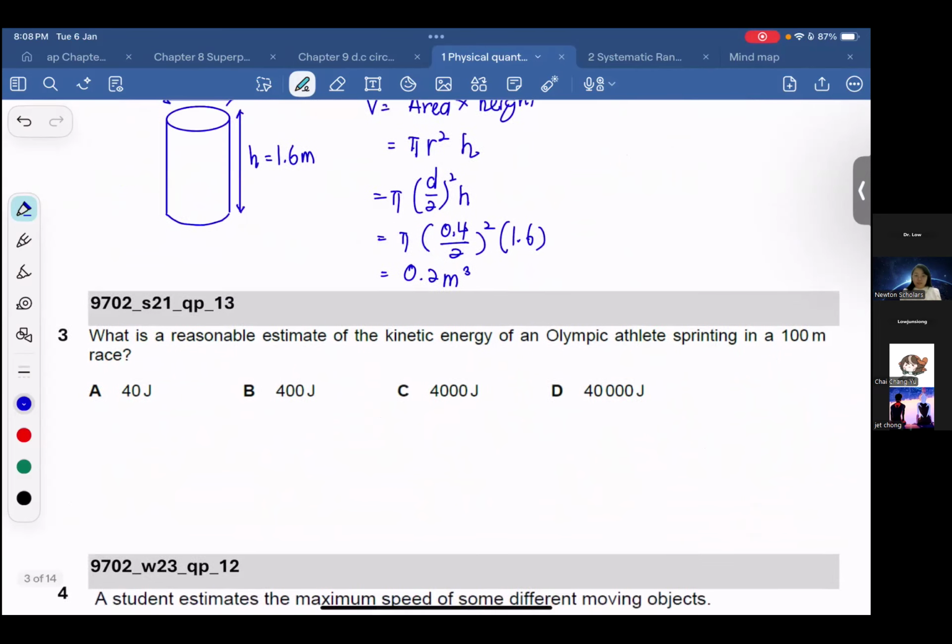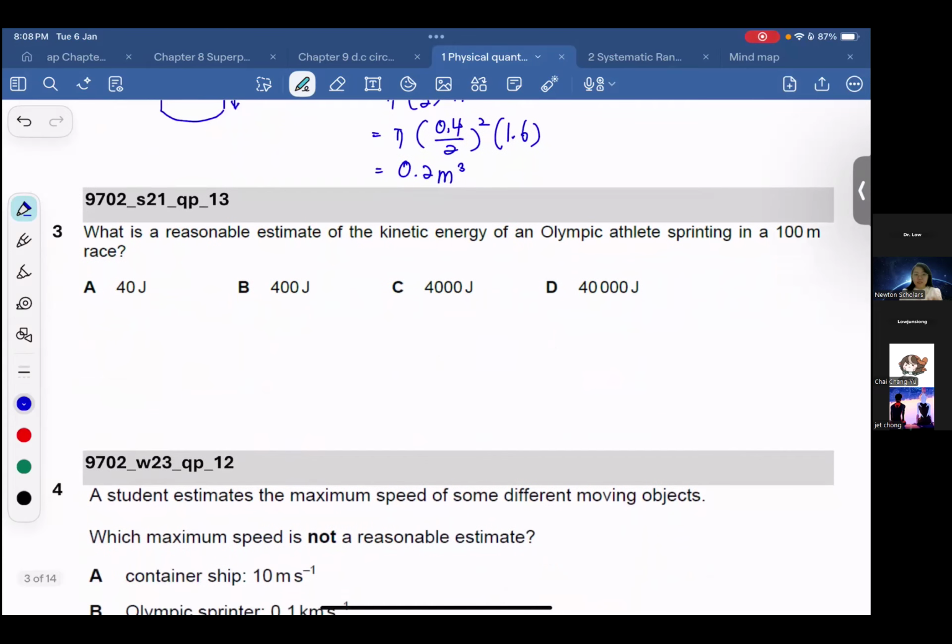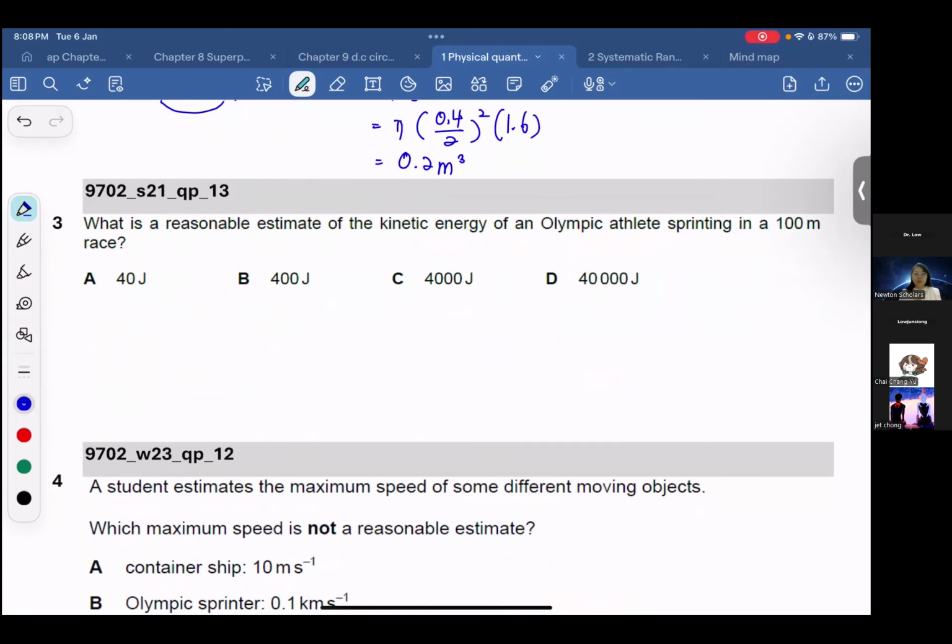Number 3 here. I don't guide you for this. Number 3, can you try? What is the reasonable estimate of the kinetic energy of an Olympic athlete sprinting in a 100-meter race? Okay, the kinetic energy formula is 1 over 2 mv squared. So you have to estimate the mass and estimate the speed in a 100-meter race. Can you try and then tell me which answer is the correct answer?